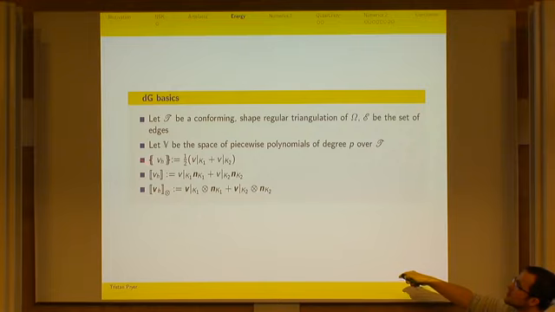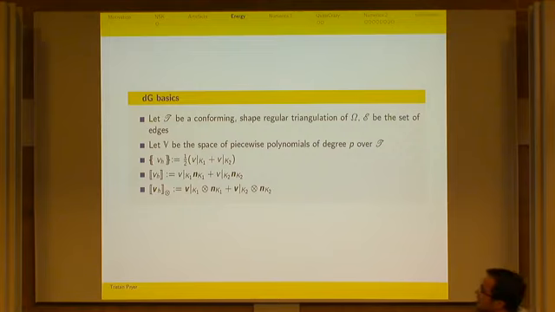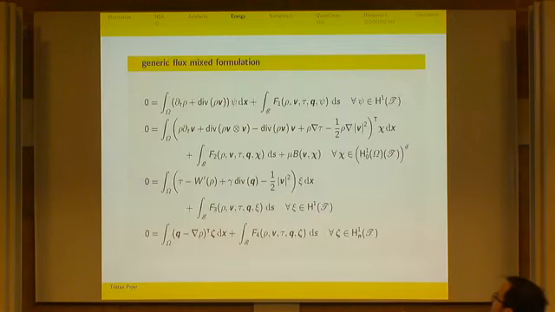This parenthesis here represents the average of the function over the edges in my triangulation, and these guys are jumps. Okay.